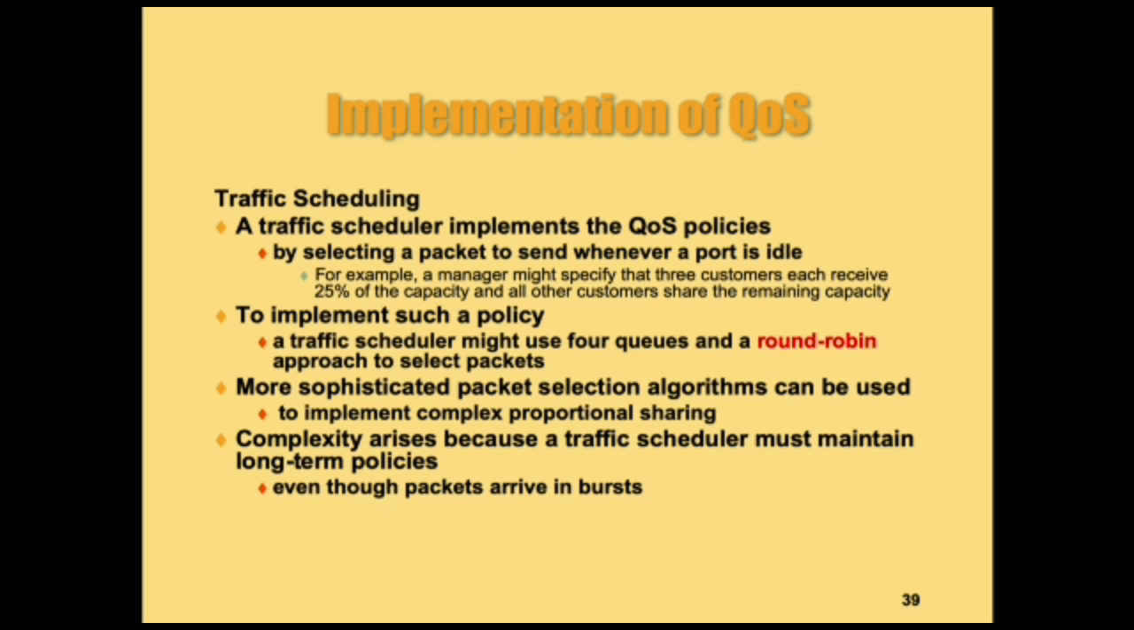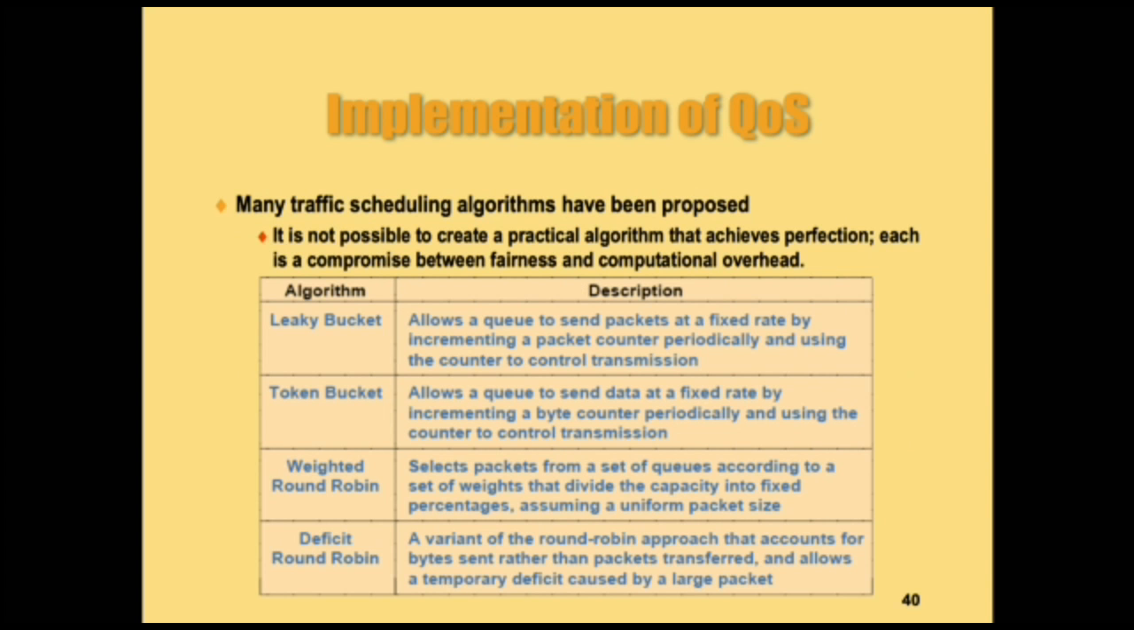It can be very complex, or it can be simple. Here we see some examples of schedulers, how they can work. Leaky bucket allows a queue to send packets at a fixed rate by incrementing a packet counter periodically and using the counter to control transmission. So a leaky bucket would give a constant rate from one queue, and then it can take a variable rate from other queues perhaps. Token bucket allows the queue to send data at a fixed rate by incrementing a byte counter and using the counter, so similar to the leaky bucket.